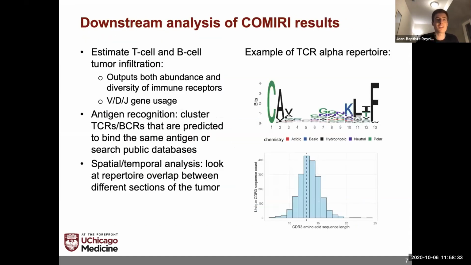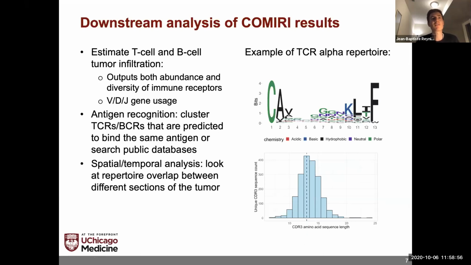Just briefly, there's a lot of downstream analyses possible from these results of our pipeline. So the first most basic one is just estimating the B cell and T cell infiltration within the tumor. You can see here the graphs of different diversities, the diversity of the TCR alpha receptors within one of our samples, for example.